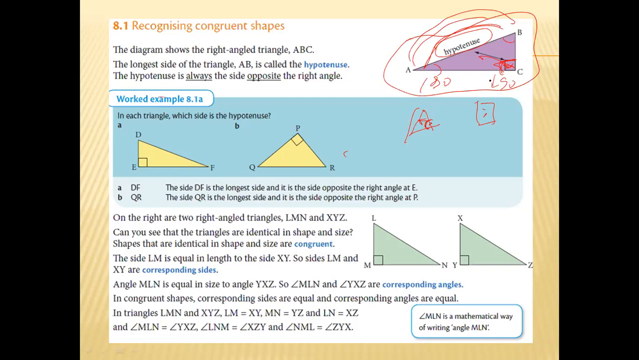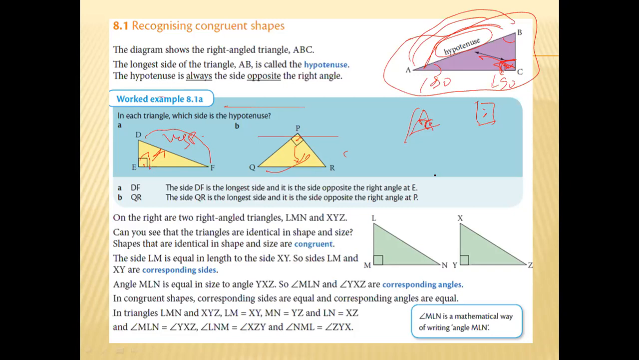In the first one, in each triangle, which side is the hypotenuse? What was the rule? The hypotenuse is, one minute, the side opposite the angle of 90 degrees. The opposite side is DF. So DF is our hypotenuse. And here, which angle of this triangle is 90 degrees? Of course, at P, our angle is 90 degrees. The opposite side of the 90 degree angle is our hypotenuse.